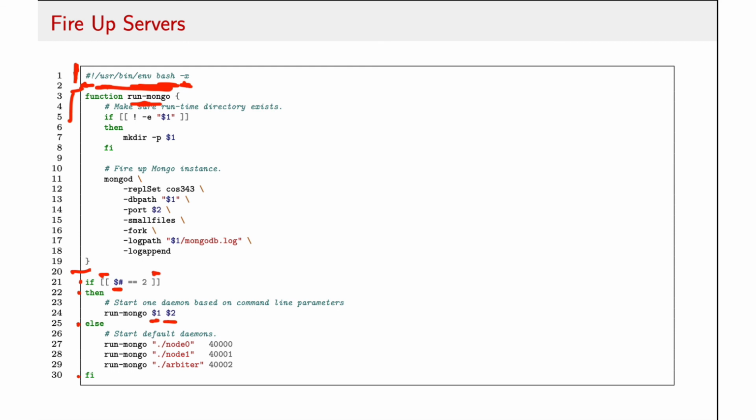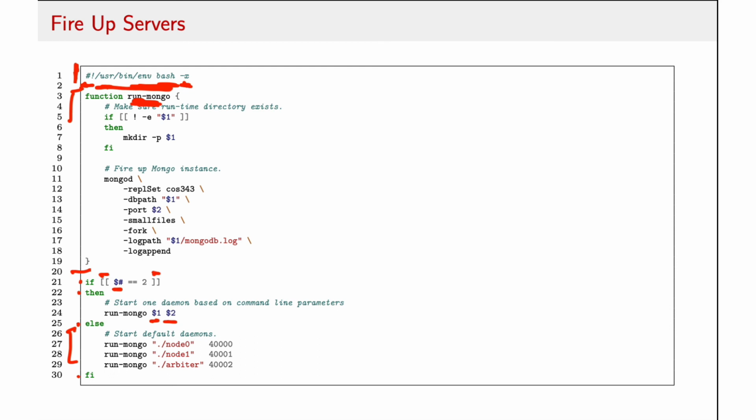On the other hand, if I invoke this shell script without any arguments, or other than 2 arguments, I guess it's not a very bulletproof check here for the argument count. But if I don't invoke it with 2 arguments, what's going to happen is that we're going to run the else portion of this statement. And what that's going to do is just start some default daemons. It's going to run the run Mongo function again, and it's going to pass in node 0 at 40,000, node 1 at 40,001, and Arbiter at 40,002. Okay, that's just kind of a convenience.